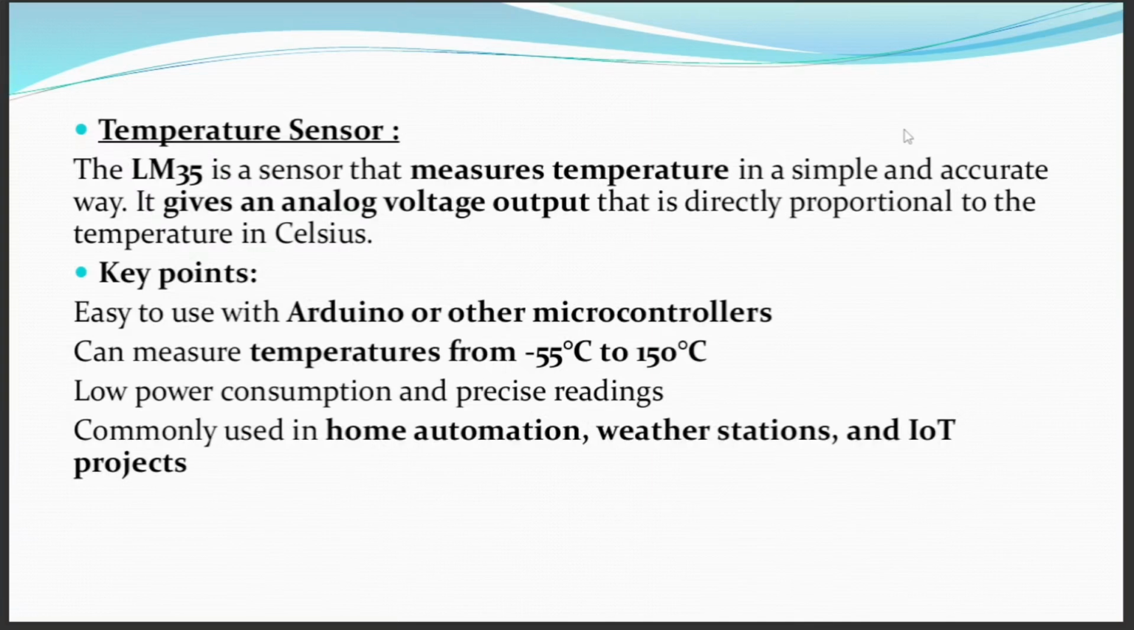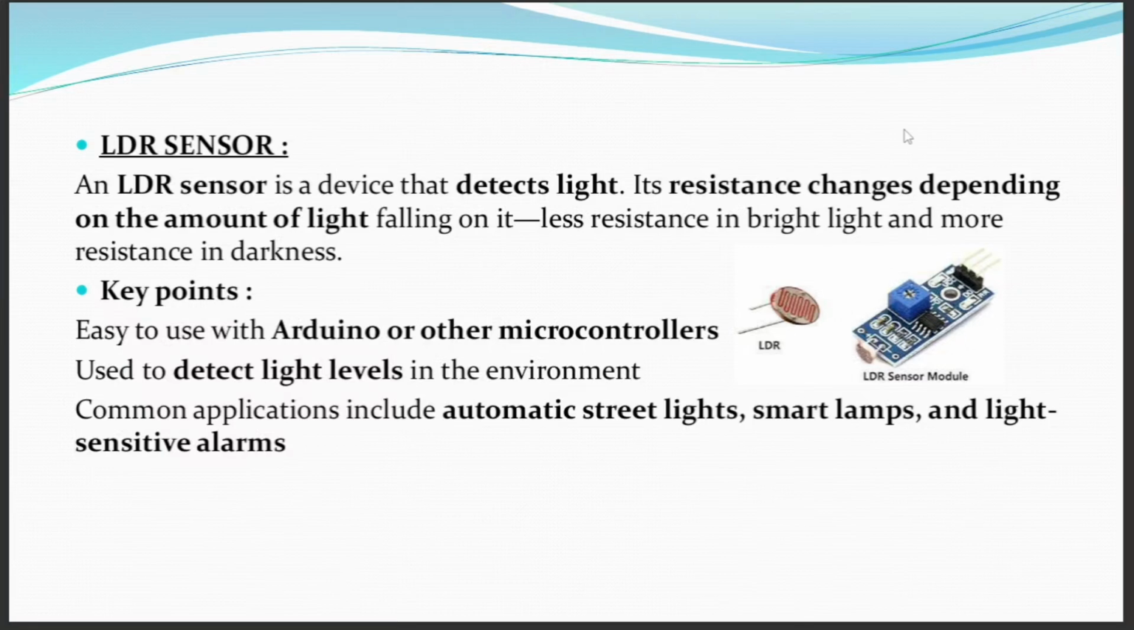And next we use the LM35 sensor. It is the temperature sensor. It measures the ambient temperature and provides an analog voltage proportional to the temperature in degrees Celsius. And then we use the LDR sensor.